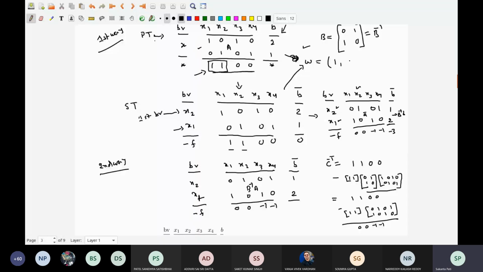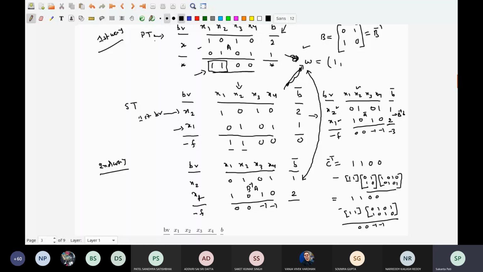This was not the final simplex table. The final simplex table is over here. So I should not take it from here. That's what I am saying. I should take it from here, because I am following the second way. I am not following the first way. So I should take it from here itself. So let me write what W is.